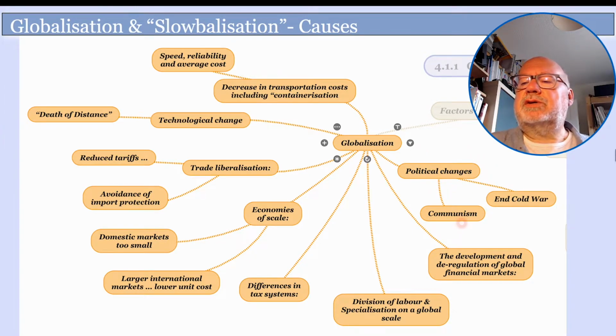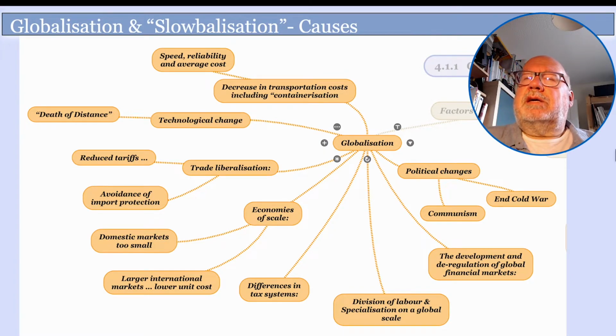And political change, the collapse of communism and the end of the Cold War. Now, again, you cannot put everything into these essays, so you have to be selective. And if I was doing it, I would select one of, certainly I'd have trade liberalization in there. Decreasing costs and technological change would be another one, and the third one would be these economies of scale. So hopefully that helps in terms of the causes of globalization.